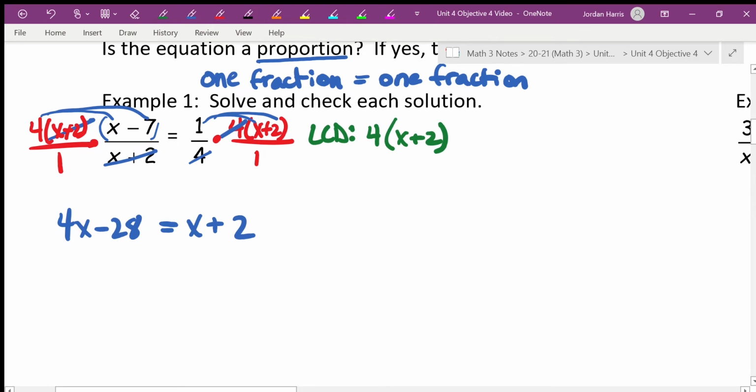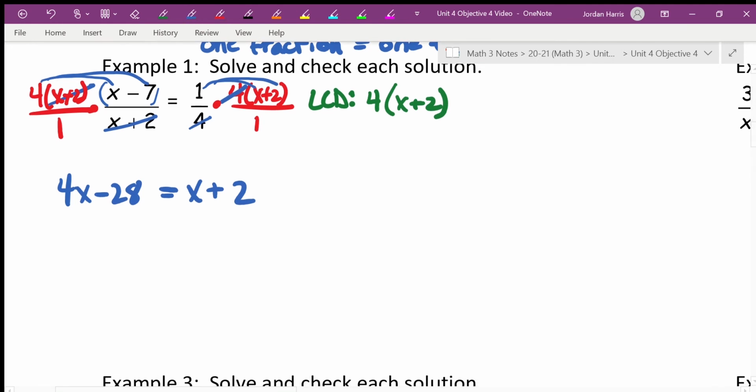I don't know about you, but this original equation looked crazy and scary. This, by just multiplying by this LCD we found, is not crazy and scary. I have a simple algebraic equation. I need to get the x's all on the same side and the numbers on the other side. So I'm going to subtract x from both sides, and I'm going to add 28 to both sides. So I end up with, these simplify, 4x minus 1x is 3x equals, and this one is 2 plus 28 is 30.